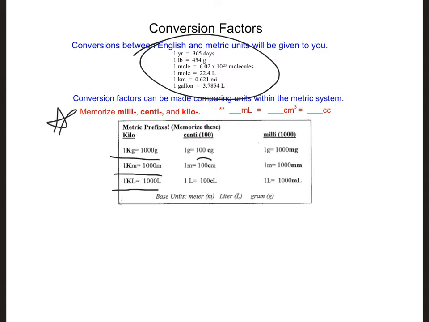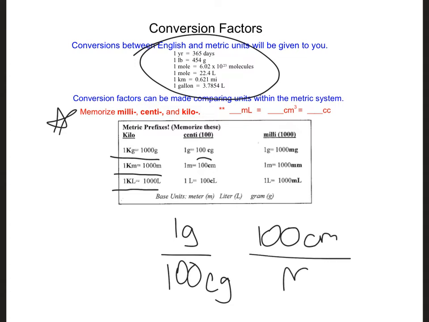So as we get to dimensional analysis, you might see that listed as 1 gram is 100 centigrams, or 100 centimeters in 1 meter. Centi just means 100. Last one you have to memorize is milli. Milli is like kilo, just the opposite direction. It's 1,000, but it's 1,000 of the smaller unit.